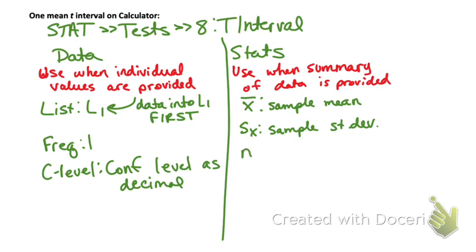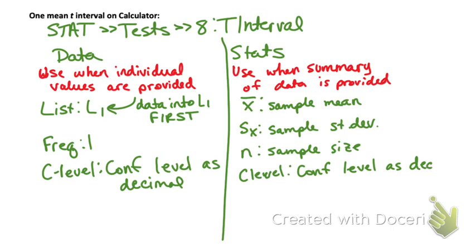Then it wants to know, hey, what's n? What's your sample size? Again, calculator has to know that. And then it wants your C level. And that is, again, your confidence level as a decimal. I believe those are all the questions that your calculator is asking you about. Okay. So which one of these do you use? Well, it depends on what you were given in the problem. And then you go forth and do. Cool? What questions, comments, or concerns do you have?